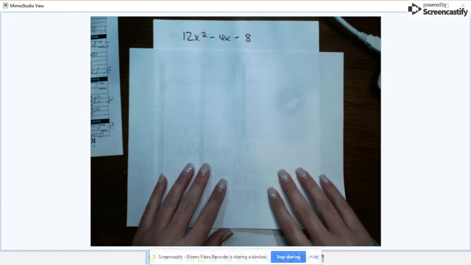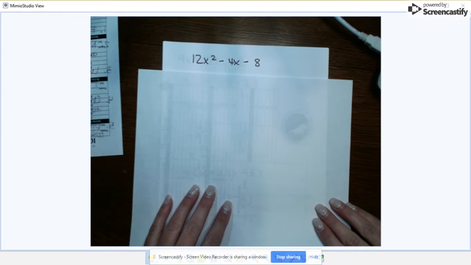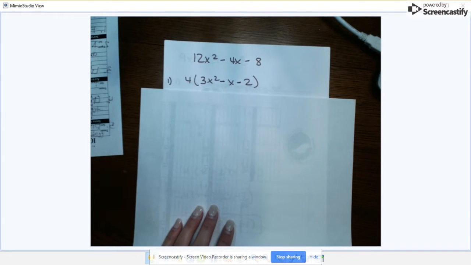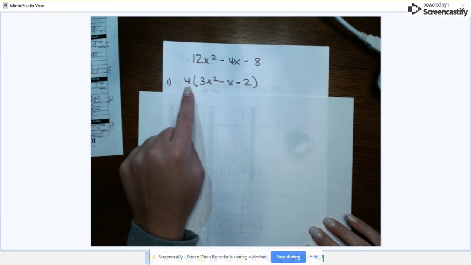First step says factor out any greatest common factor. Well, you can take a 4 out of each of these terms, so that looks like this. It leaves us with a 3x squared minus x minus 2. It's very important that we keep that 4 there because it's still part of our problem.